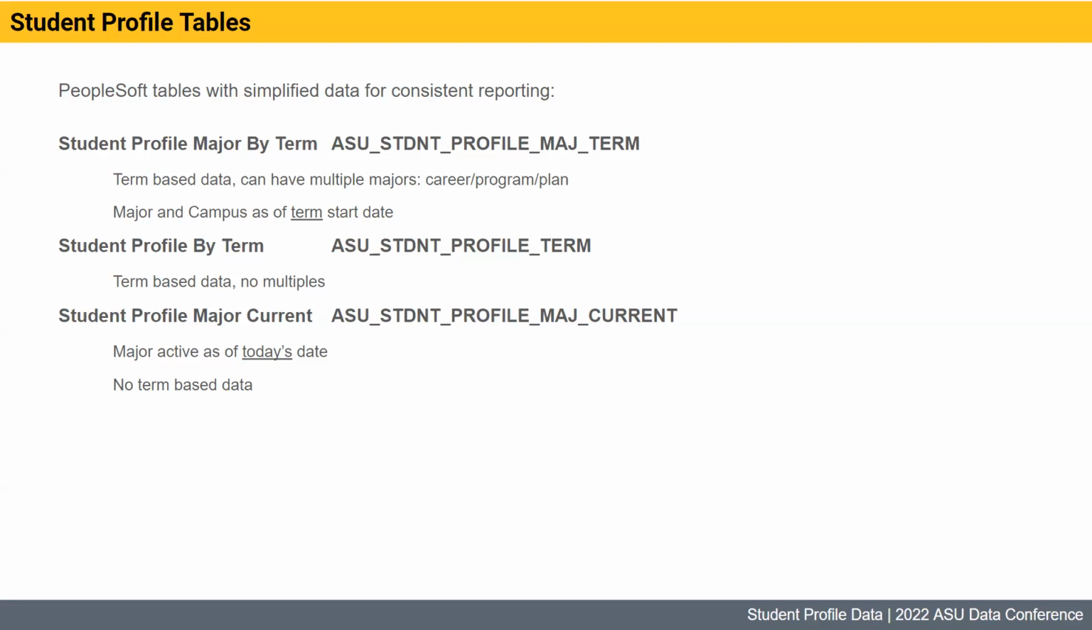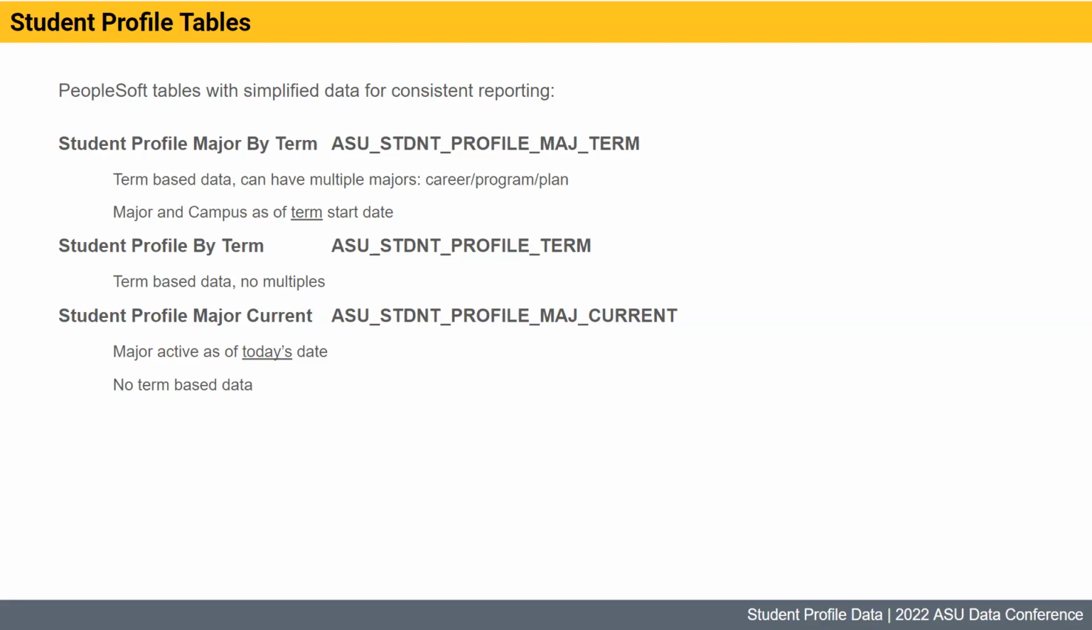This table has all of the multiple majors a student might be in. If they're concurrent, dual, they have a minor or a certificate or any of those things, it's all in there, which means later we'll get to the primary record flag, so you know what those things mean.